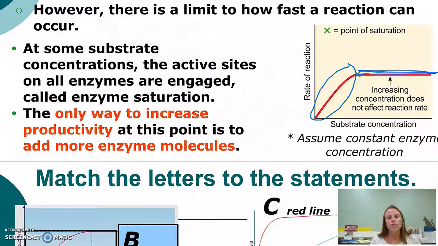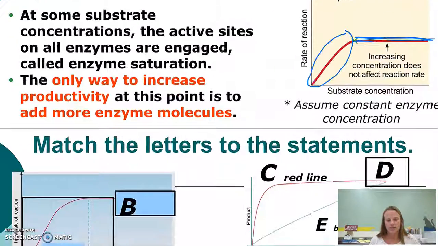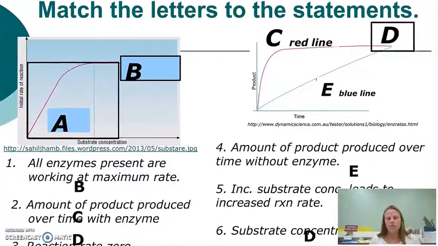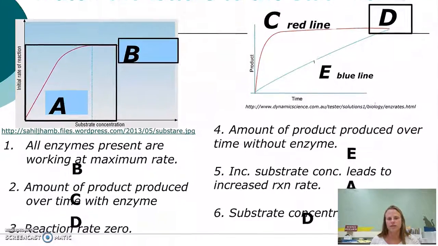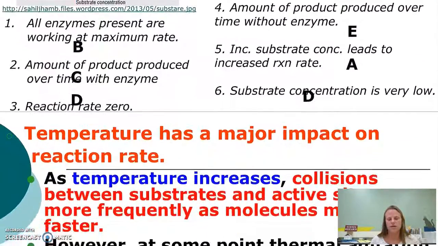The only way I would be able to increase productivity at that point would be to add more enzymes to that situation. When you have some time, see if you can match the letters to the statements within the graph and understand why those letters match to those statements.